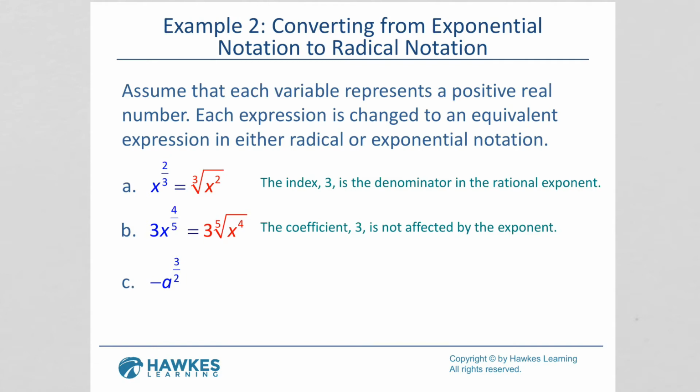2c, negative a to the 3/2. Once again, the a to the 3/2 is separate from that negative. It's not in parentheses. That's equal to negative square root of a cubed. Negative 1 here is understood to be the coefficient.